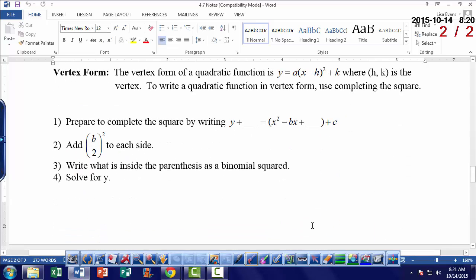Okay, now we're going to use completing the square to put our standard form equations into vertex form.